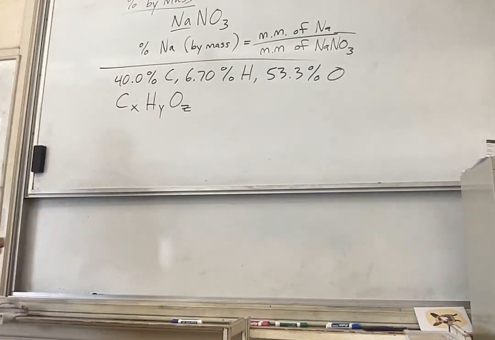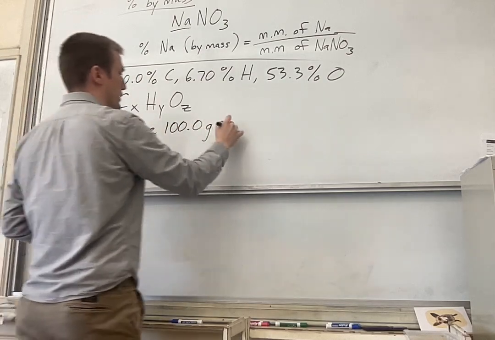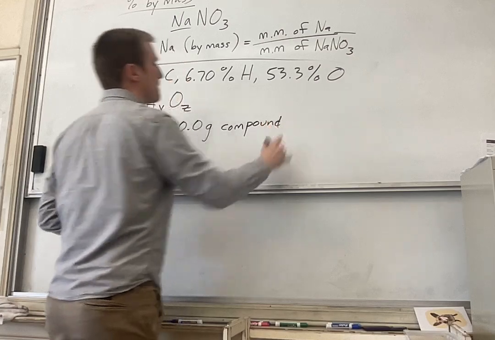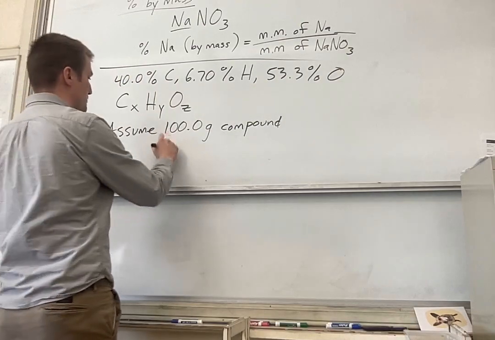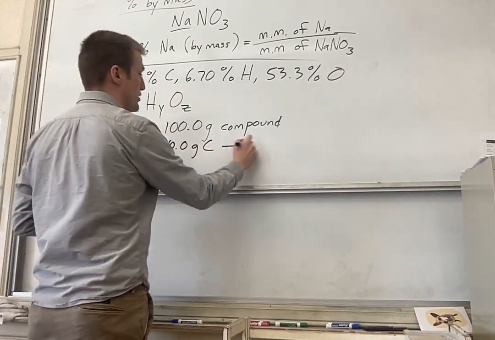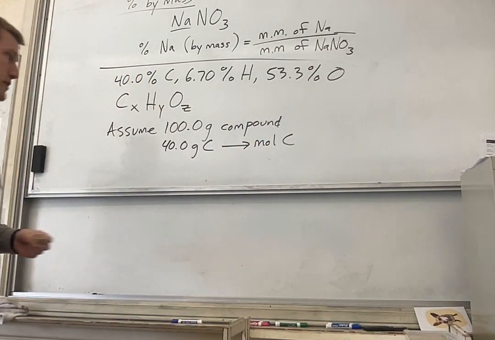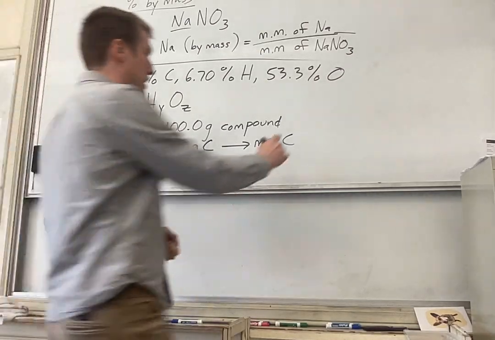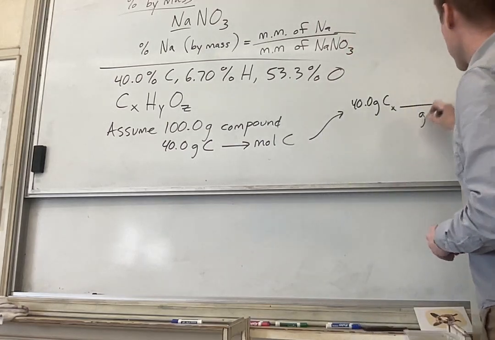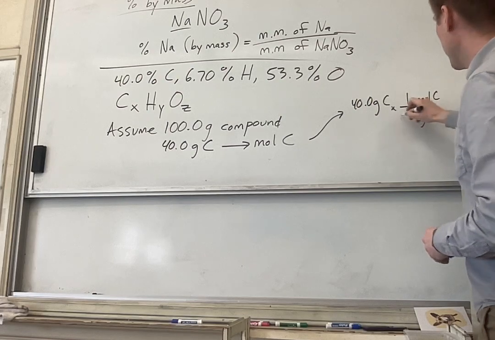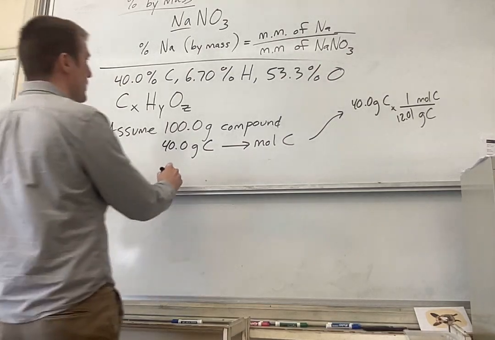The trick with those kind of problems is to assume you have 100 grams of the compound. Because then you take them from the percentage. Because a percent means per 100, right? So if it's 40%, that means you would have 40 grams of carbon. You could convert that to moles of carbon using the molar mass, right? Like 40 grams of carbon times, grams have to cancel. You need moles. 1 mole is 12.01 grams from the periodic table. Get your number of moles.